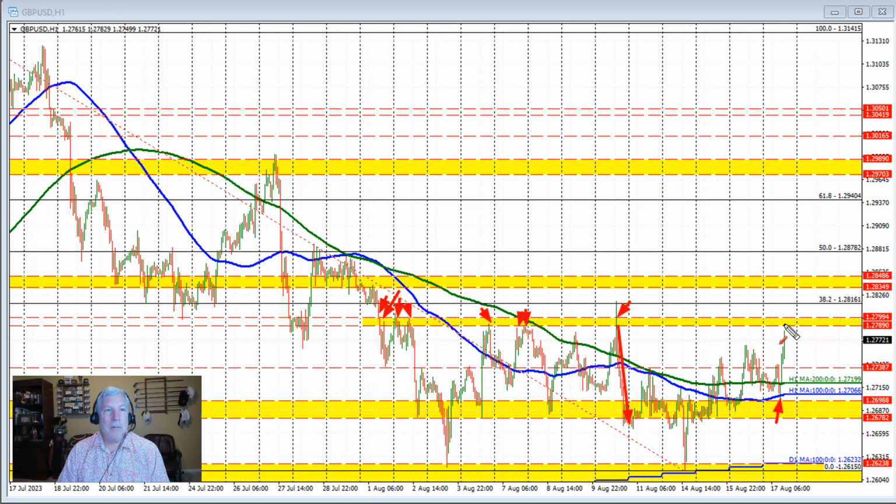On the top side, you're going to need to get above the 128 level to then start to target the 38.2% retracement at 128.16. Remember that after a trend-like move that we've seen in a pair, you want to see the price at least extend up to the 38.2% retracement and get above that if the buyers are to be taken seriously.